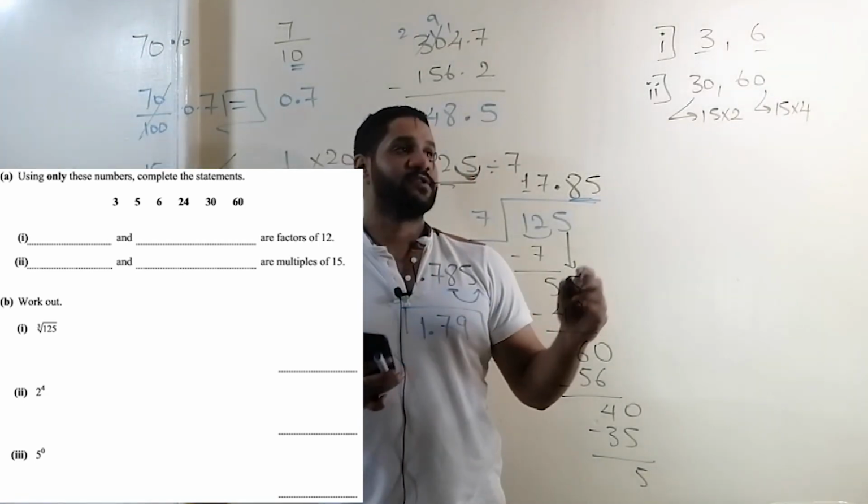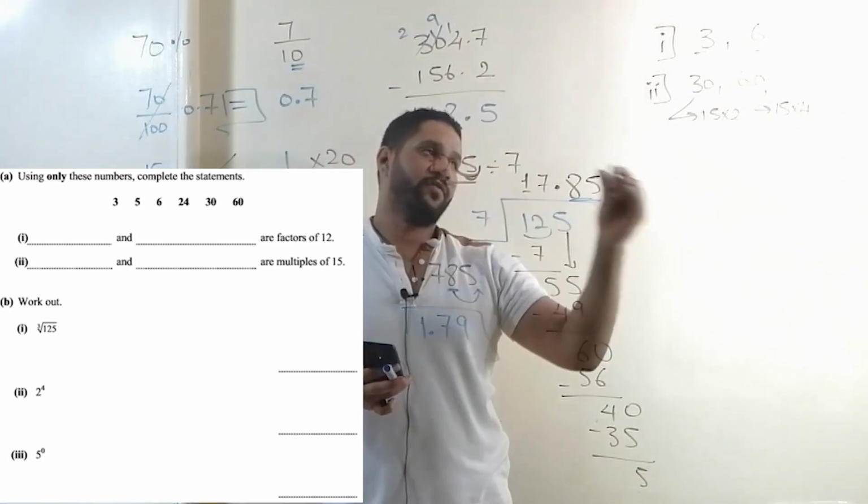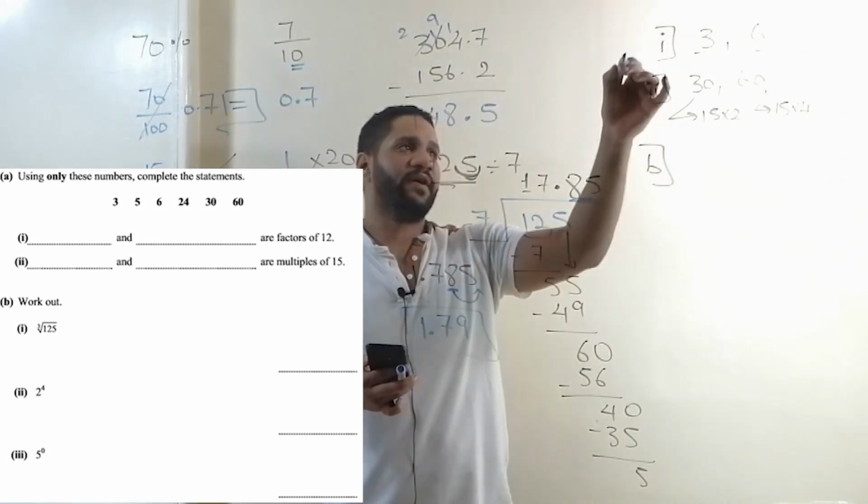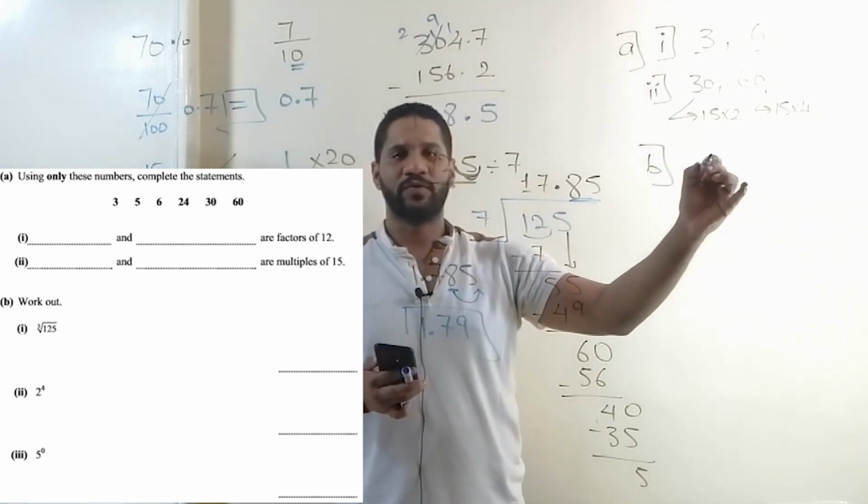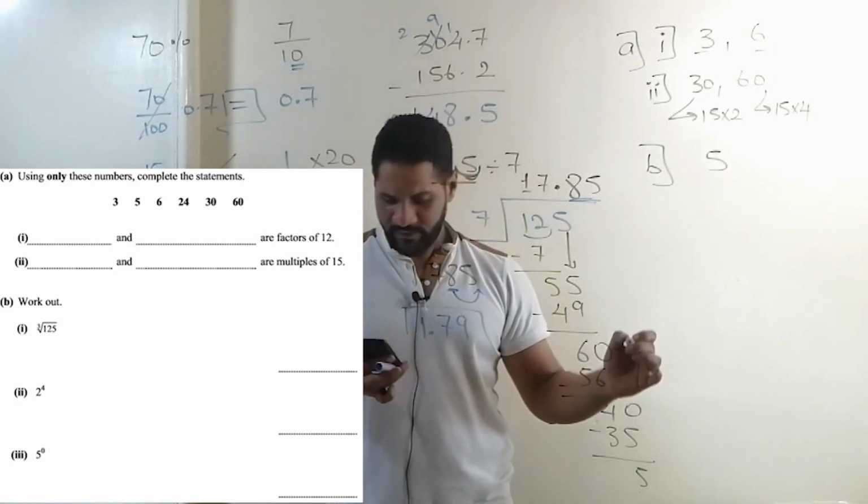In part B, he asked me for the cube root of 125. Of course, if you study the cube numbers, it will be a very, very easy question. So the cube root of 125 gives 5.